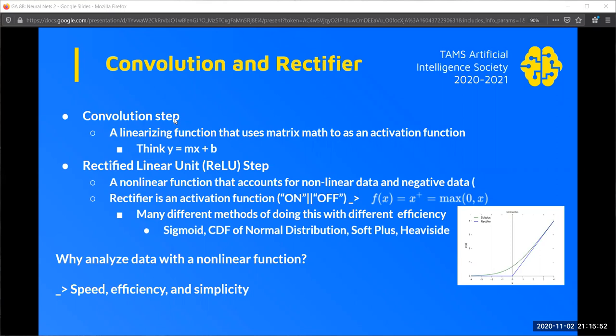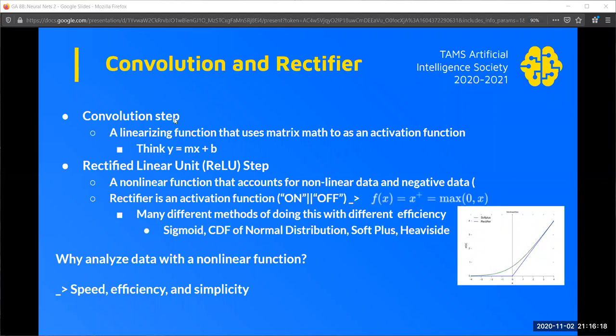Let's say you're analyzing a data set and you have negative data that your linear function can't account for properly. So you could use something like a ReLU to correct that negative data to be positive. Then you can assess it and use it to build on your model.